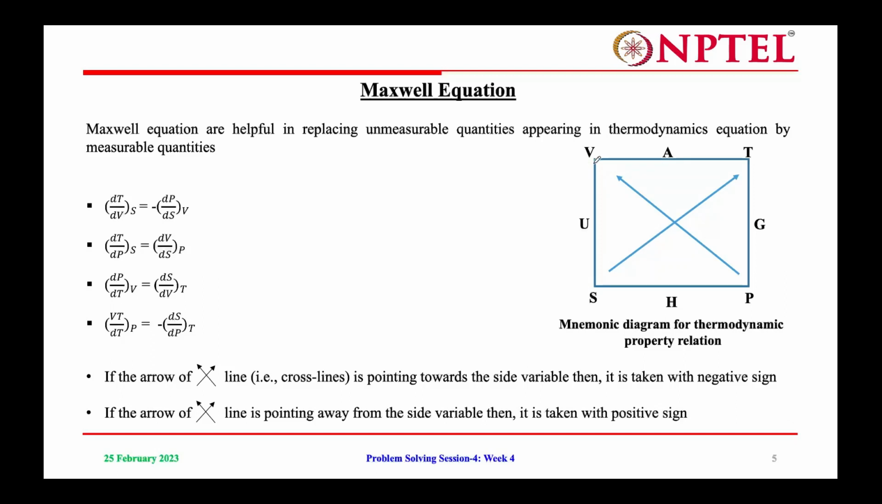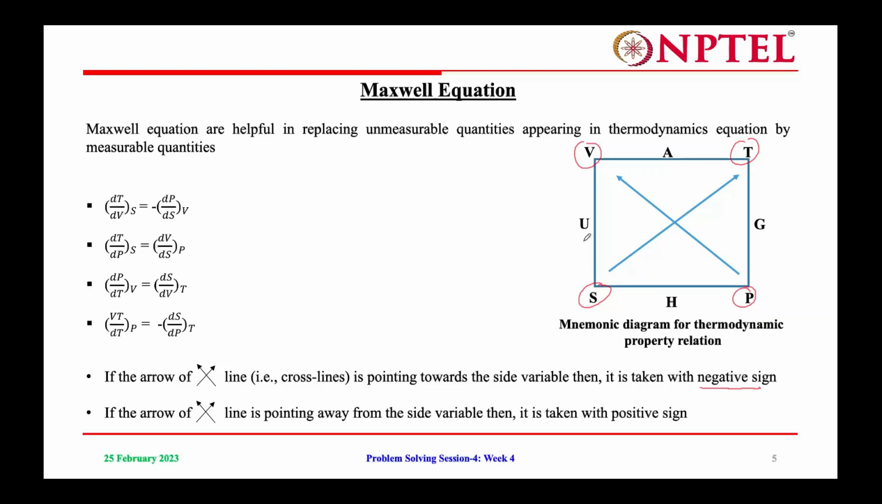So at the corners are the reference properties like temperature, pressure, volume and entropy, and on the sides are the energy properties like internal energy, the Helmholtz free energy, Gibbs free energy and enthalpy. So here, if the arrow of this upward cross line is pointing towards the side variable, then it is taken with a negative sign. And if the arrow of the line is pointing away from the side variable, then it is taken as positive.